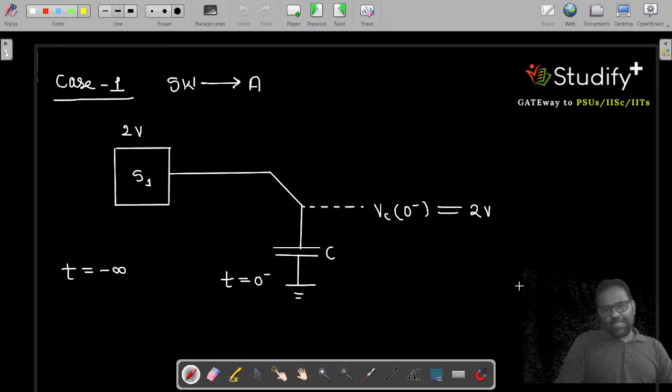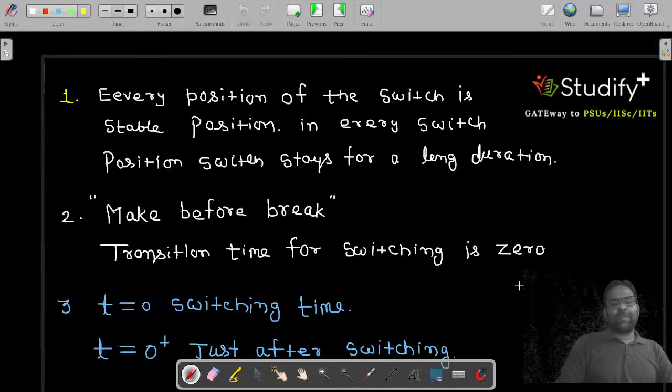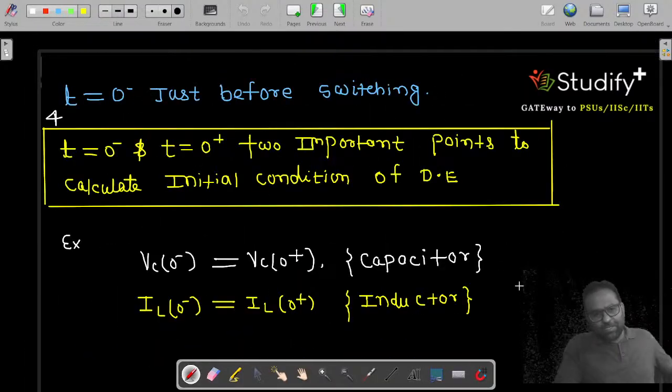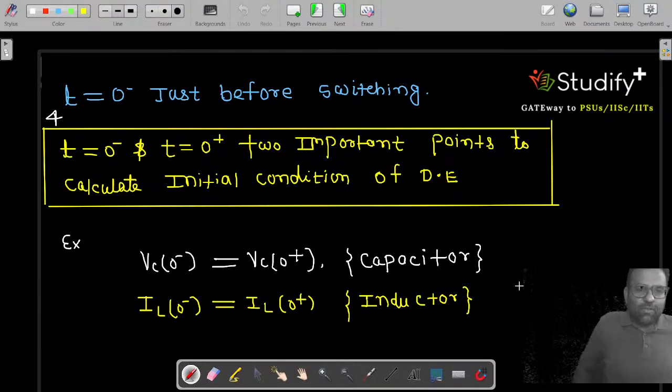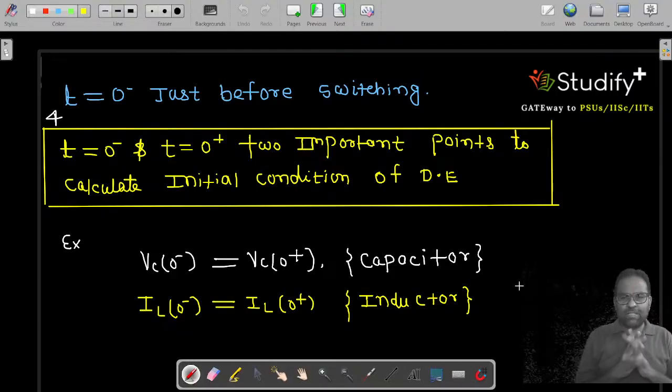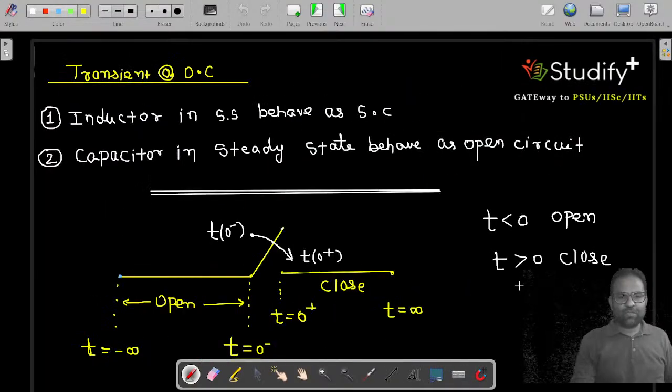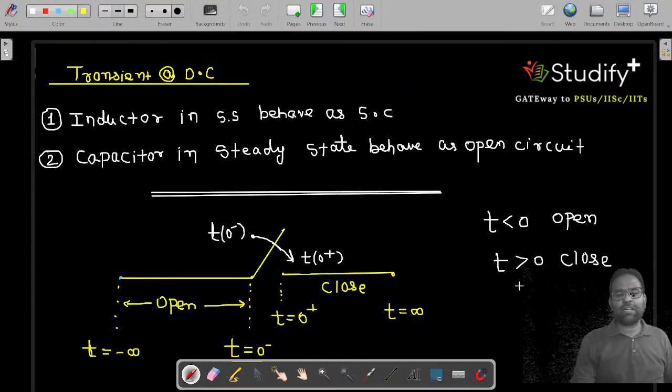Now let's analyze the circuits based on this information. So what information are we having? There are two energy storing elements in the circuit. The first one is a capacitor and the other one is an inductor. The second thing, there are three steady state points: t0 minus, t0 plus, and t equal to infinity.